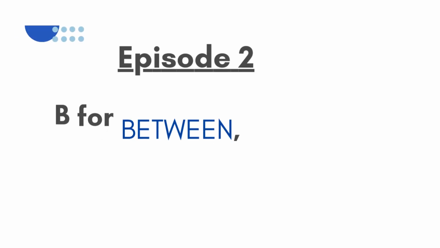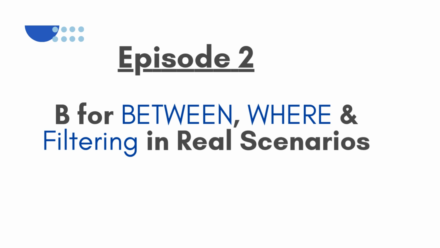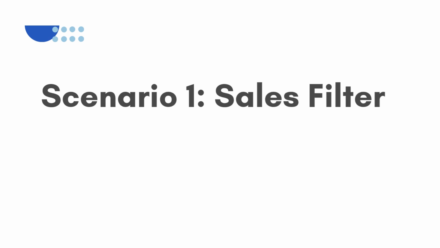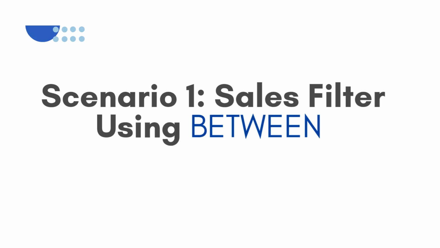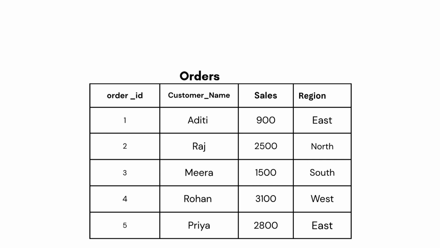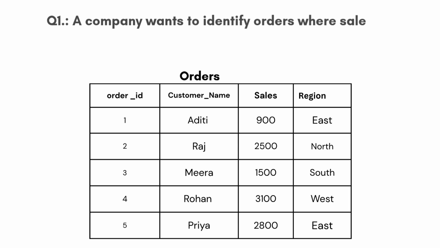In today's episode, B stands for between, one of the most powerful SQL operators used to filter data in SQL. So stay tuned as we crack real world interview questions step by step. The first scenario is sales filter using between. The question is, a company wants to identify orders where sales are between 1000 and 3000. Write an SQL query to find such records.